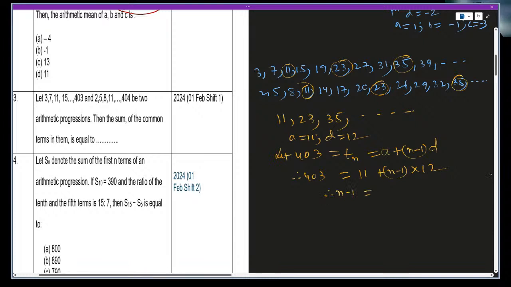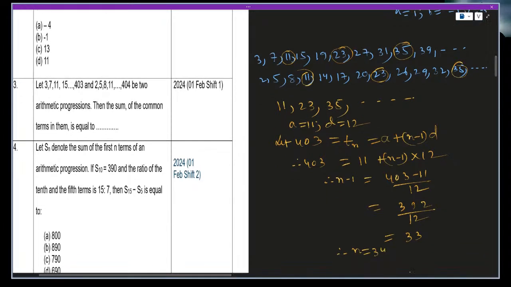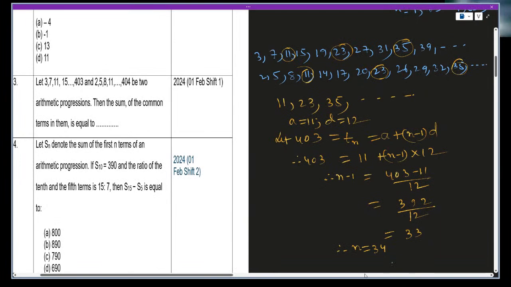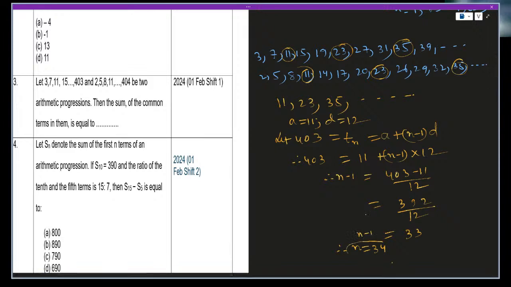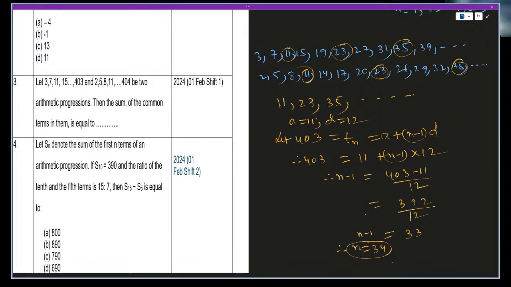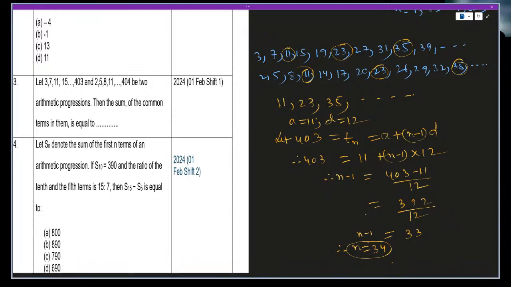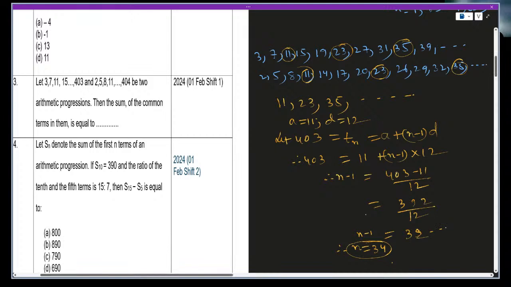So n minus 1 is what? 403 minus 11 by 12. How much? 33. So n coming to be 34. You agree or not? It's coming to be n minus 1 equal to 33. So n must be equal to 34. Do the division by 12. 396, is it? Yes, sir. 33 will be 12, 36, 32, then how much? 32 point something. So this is 33 point something. Probably it's going to be 33.